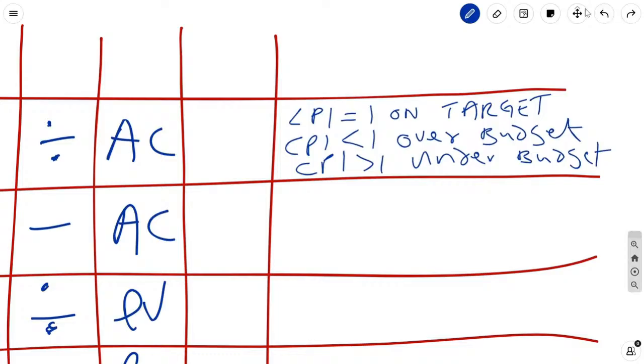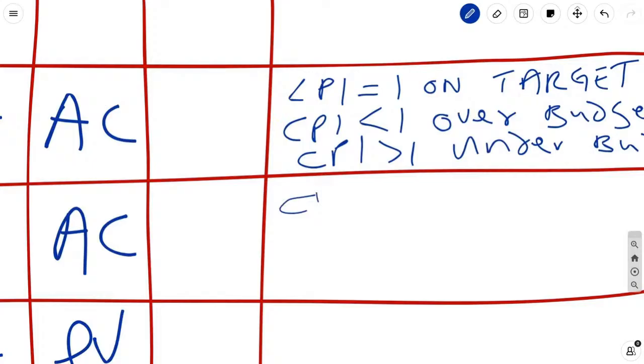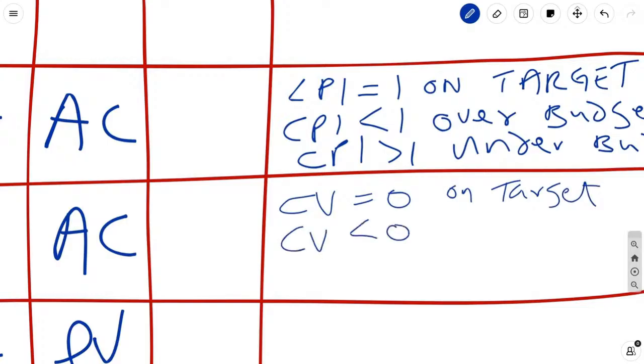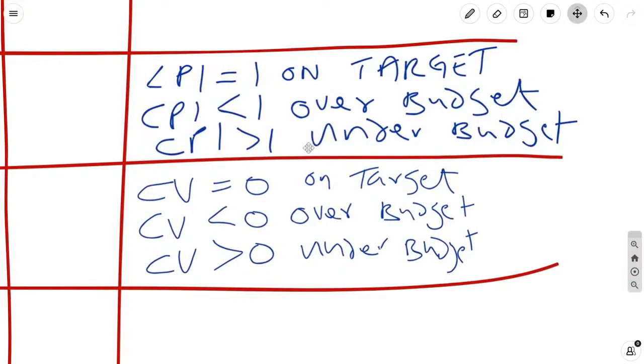In the same token, when we take a look at our cost variance, we can say cost variance equal to 0, on target. Cost variance less than 0, over budget. And cost variance greater than 0 means you are under budget. Get it? This is how you rationalize. For the indices, equal to 1 on target, less than 1 is bad, greater than 1 is good.